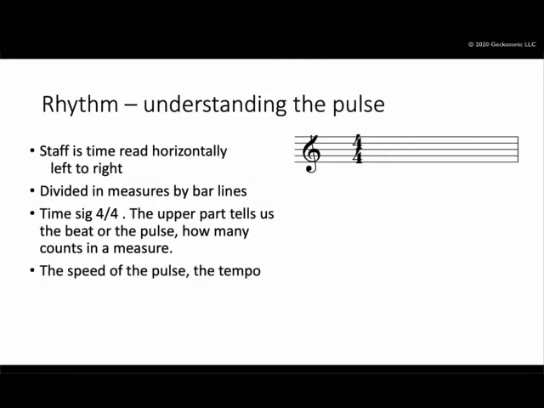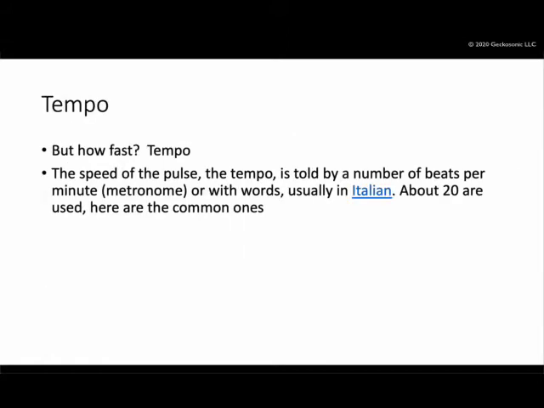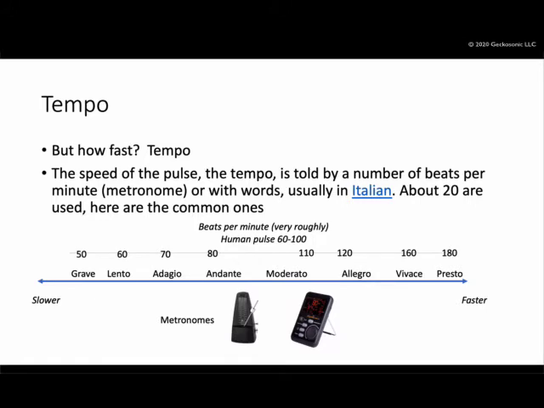The other thing that we need is the tempo, which is how fast the pulse is. Is it 1, 2, 3, 4, or is it 1, 2, 3, 4? Tempo tells us how fast. And it's given to us either as an absolute number of beats per minute that we can check with a metronome, or with words, which are usually Italian. And there's lots of words. There's about 20 of them that are common. And they roughly correspond to beats per minute.